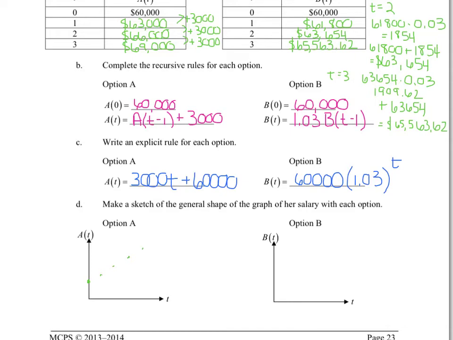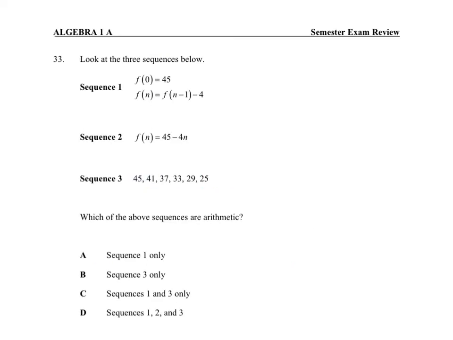With option B, let's say we started at 60,000, and then it went up to 61,800. And it's going to go up a little bit more every time, and we're going to see that we're going to get more of a curve-like shape rather than a straight line. And those are your general shapes of the graphs.